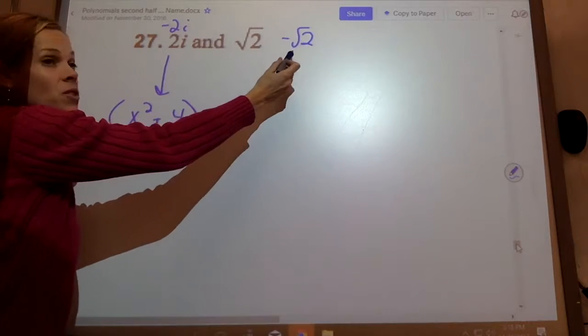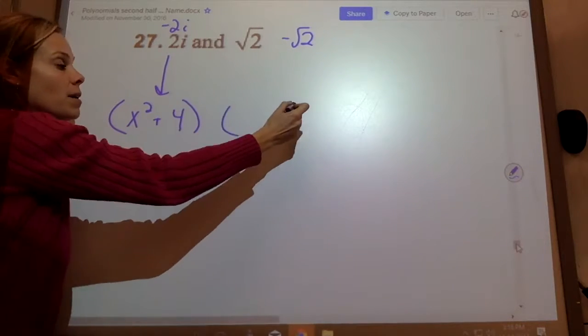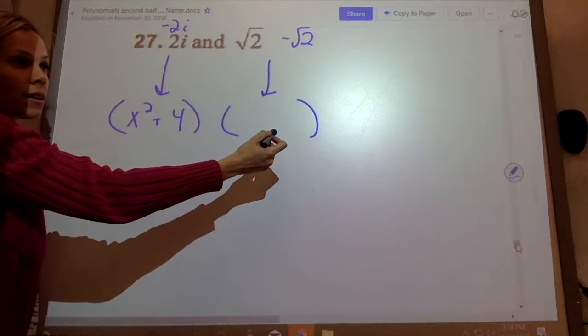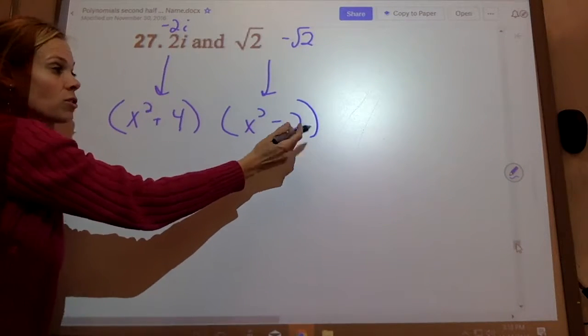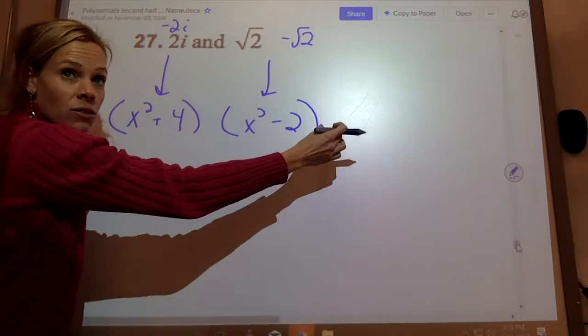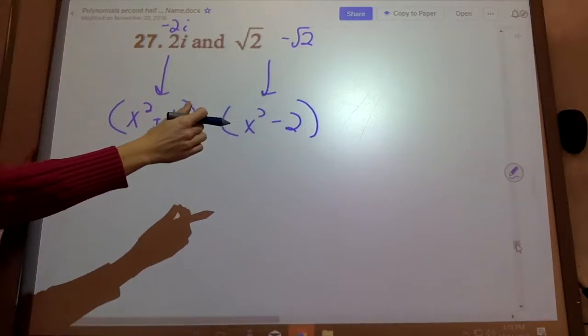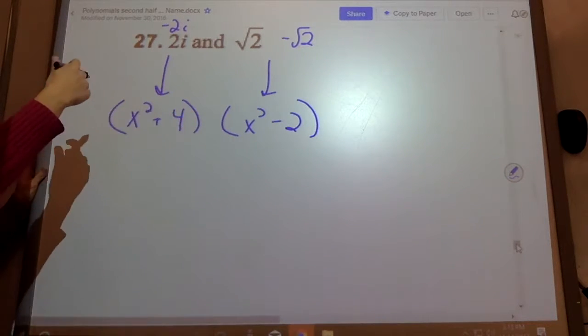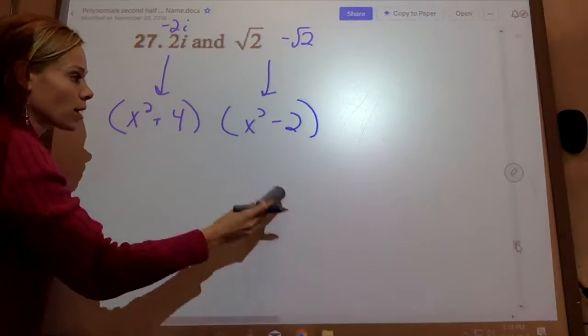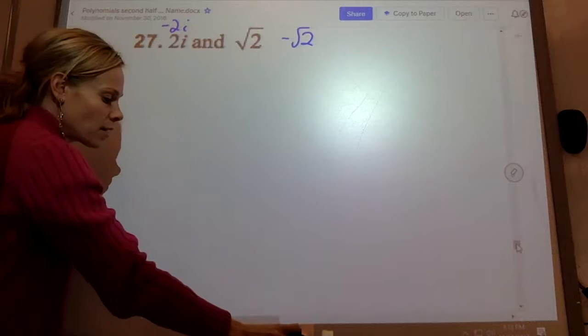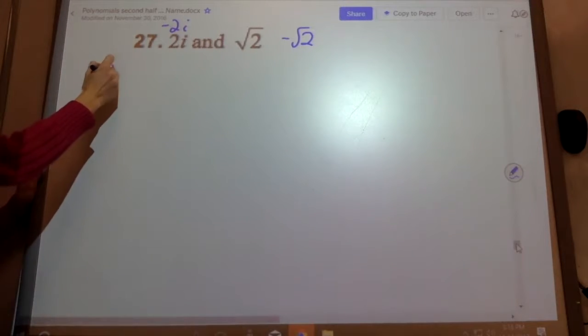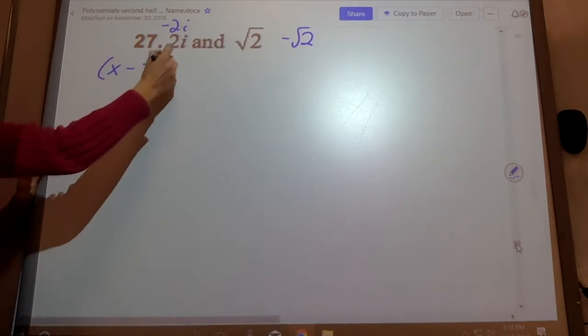If I have plus or minus square root of 2, what would have been my polynomial? x squared minus 2, because I then would have added 2 and square rooted both sides. Okay? If you can do that in your head, that's great. Do that. If not, let me show you. That's okay if you can't. Okay? You always use minus, right?